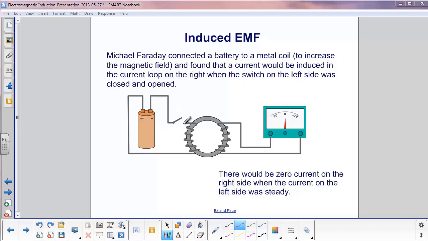He then closed the switch. He noticed a momentary spike in the current on the right side here, which then went to zero as he left the switch closed. When he opened the switch, he saw the current spike in the other direction and then go to zero. So when this current on this side was steady or zero, no current showed up here. However, when the current changed, then you would have a current.